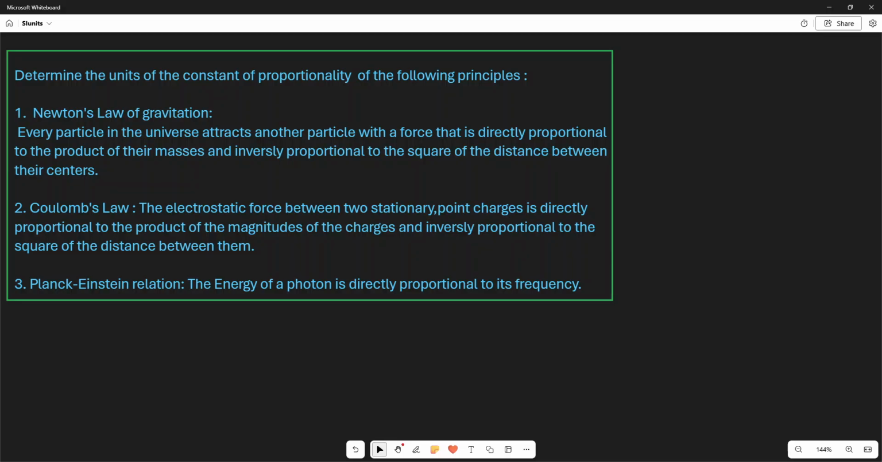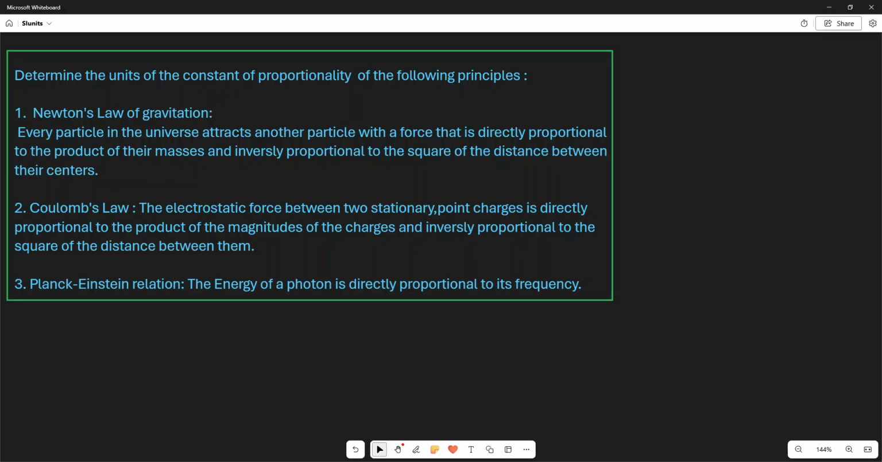Newton's law of gravitation, or Newton's law of universal gravitation, which states that every particle with mass in the universe attracts another particle with a force that is directly proportional to the product of their masses, and inversely proportional to the square of the distance between their centers.